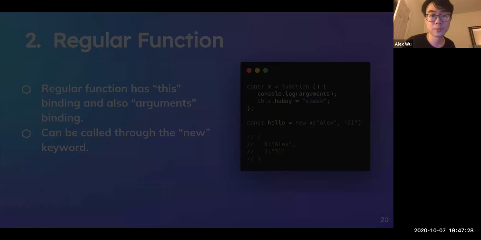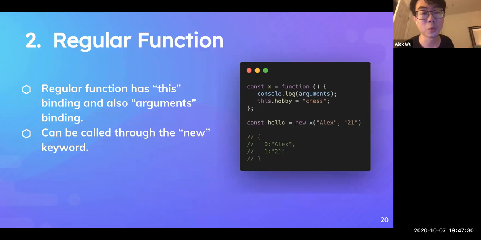Let's see the regular function in more detail. A regular function has something called this binding and also arguments binding. A regular function can also be called through the new keyword, just like what we talked about in the previous object constructor slide. If we look at this code snippet on the right, here we define a function called x, and to define it we use the function keyword, which means that it's a normal regular function.